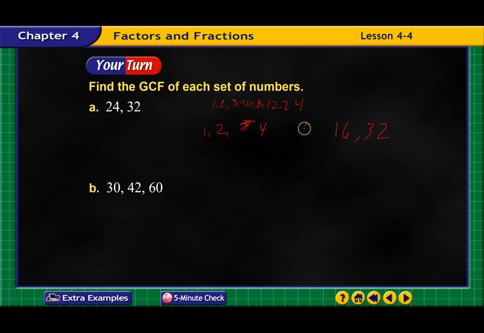4 and 8. 5, nope. 6, no. All right, so those would be the ones. So the biggest common one they have is 8.